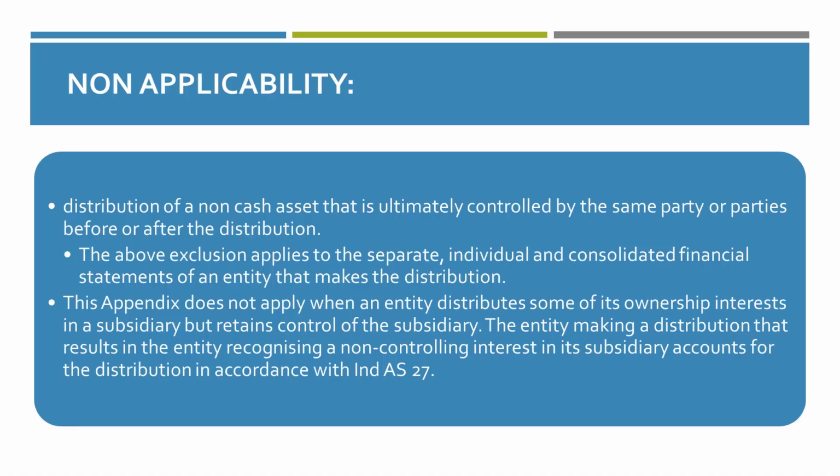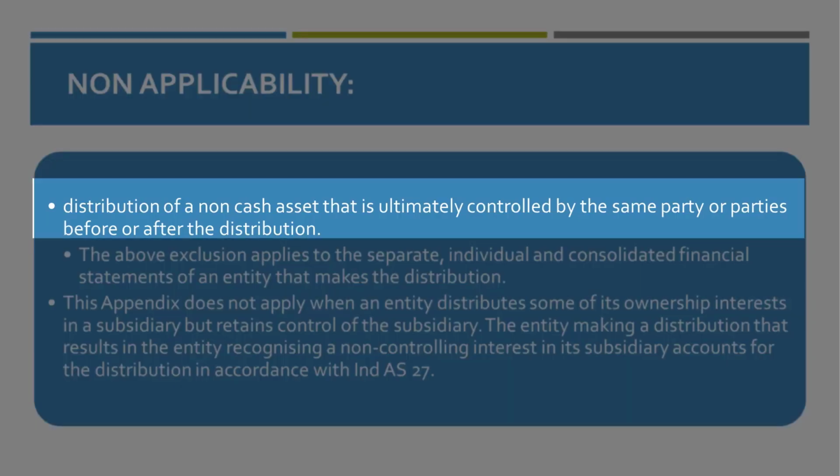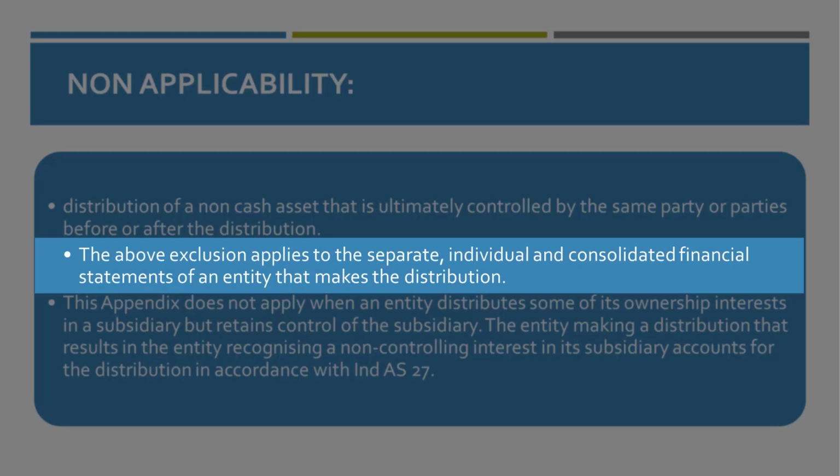So, let us move to the non-applicability part of this section. This will not be applicable to a distribution of non-cash asset that is ultimately controlled by the same party or parties before and after the distribution. So, before the distribution also, it is controlled by the same party. After the distribution also, this non-cash asset is going to be held by the same party. So, in such a case, there is no accounting which is required, right? So, in such cases, Appendix A should not be used. This exclusion, which I just told, will be applicable to all the separate, individual and consolidated financial statements of an entity that makes the distribution.